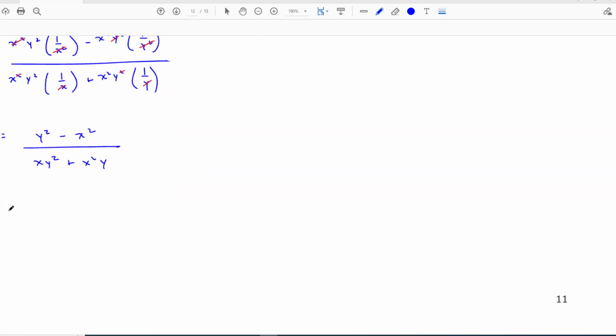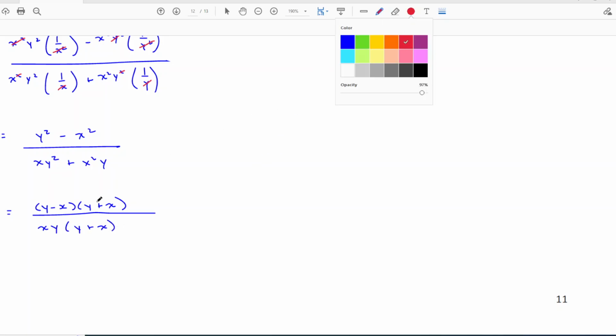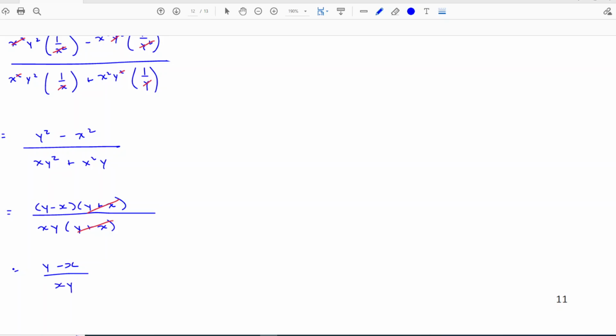So back to that first, or I guess the second lesson of this review. In my numerator, I have a difference of squares, so y minus x, y plus x. And then in my denominator, I have a greatest common factor of xy. Then I can look at that and I can simplify. Boom, boom. And I am left with y minus x over xy.